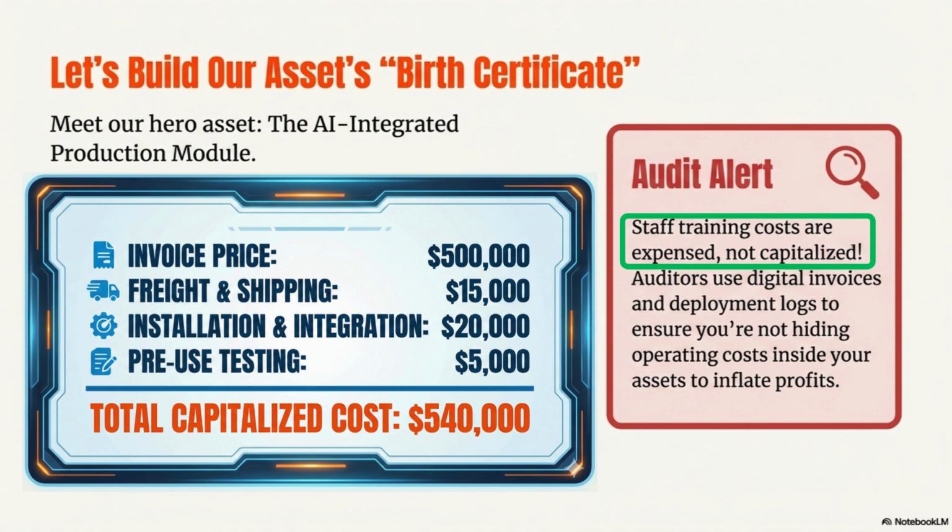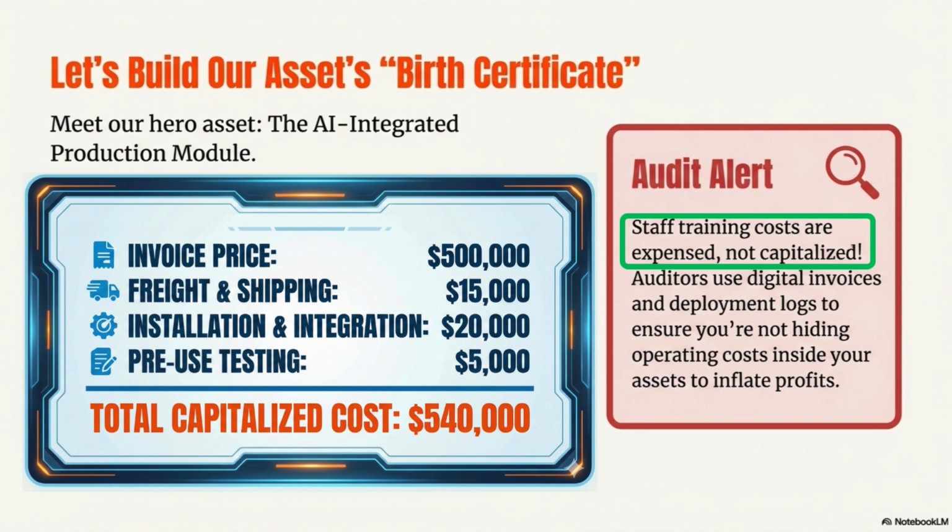Okay, so here's where it gets nuanced, and I know this is a huge focus for audits. What if, as part of that $25,000 in installation costs, $5,000 was for integrating new control software? Okay. And another $5,000 was for training the staff to actually run the machine. That is a fundamental distinction, a really important one. The software integration costs are capitalized. Because they're necessary to get the machine ready for its intended use. It can't function without it.